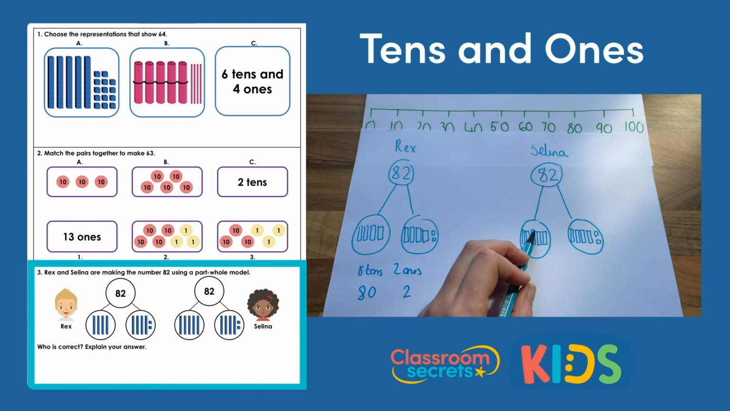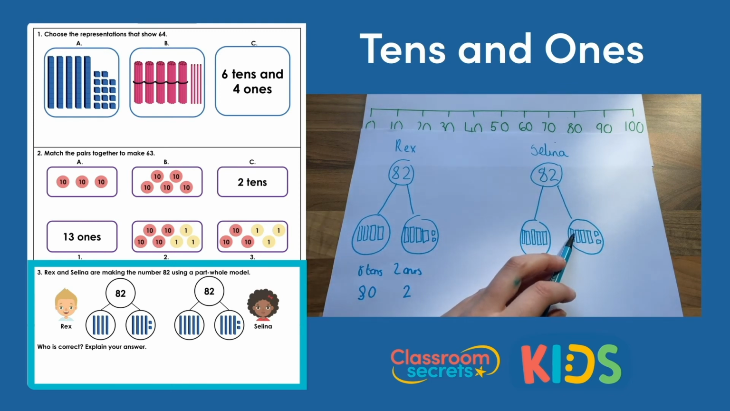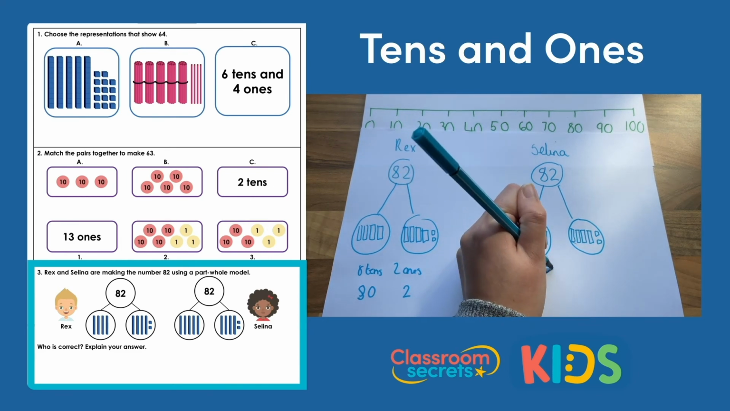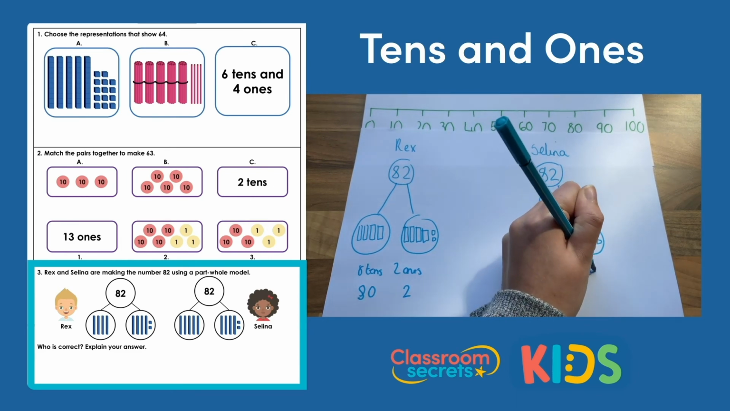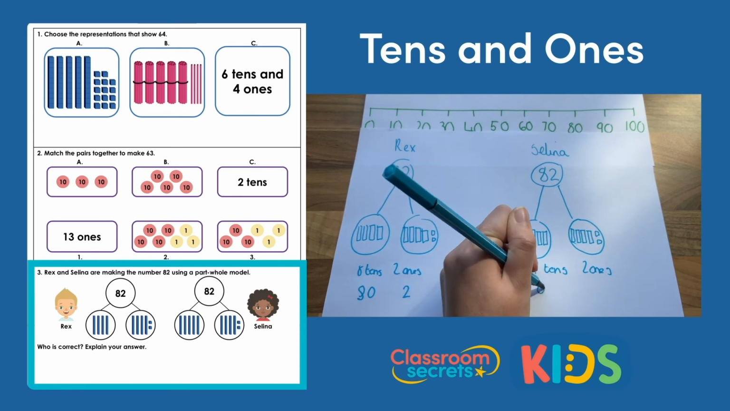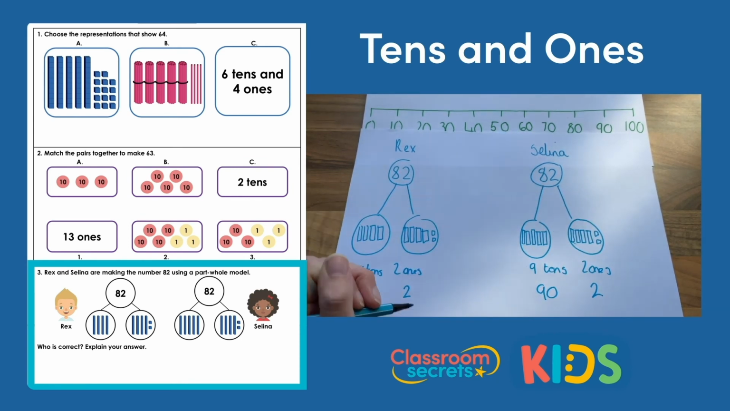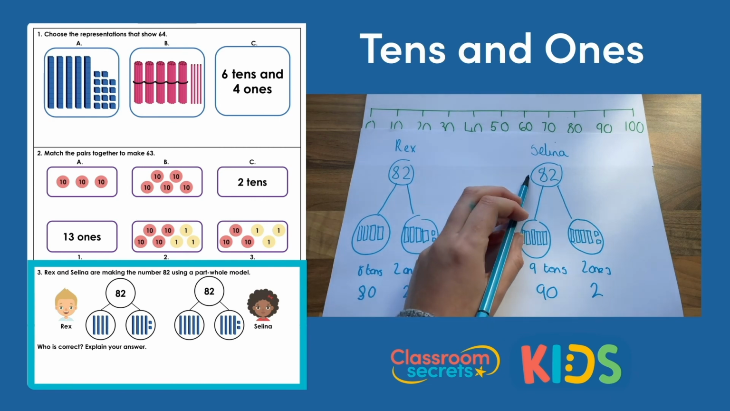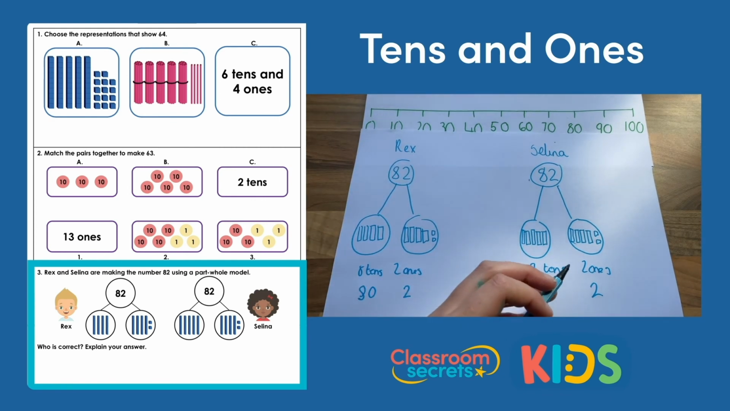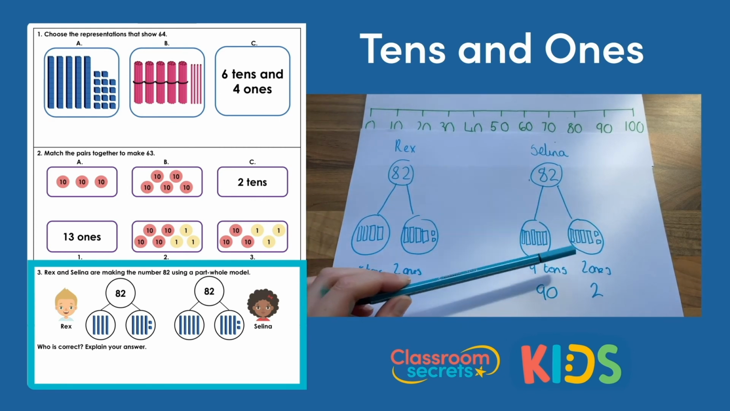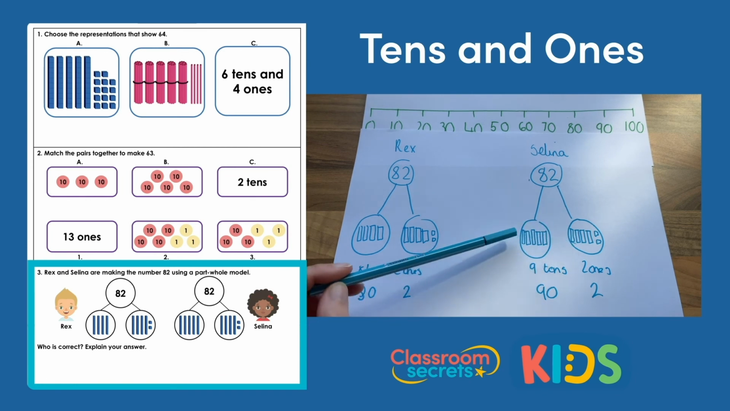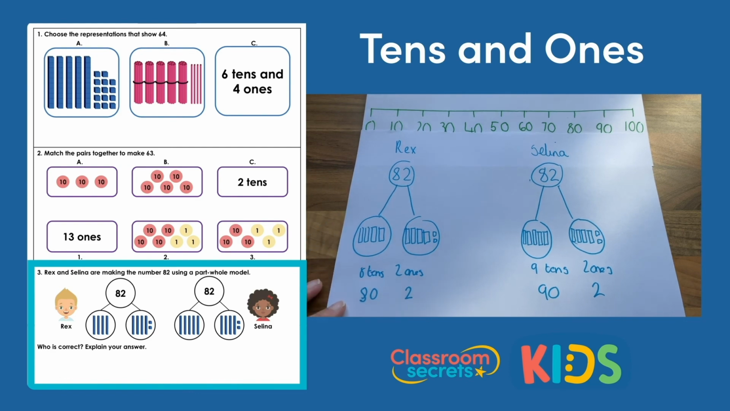Let's have a look at Selena then. She's got 1, 2, 3, 4, 5 tens. 1, 2, 3, 4 tens and 2 ones. Let's count up her tens all together. 1, 2, 3, 4, 5, 6, 7, 8, 9 tens. And she's got 2 ones. 9 tens is the same as 90. And 2 ones is the same as 2. 90 and 2. She hasn't made 82. She's made 92. She's incorrect. So to make her correct, she needs to remove one of her tens, and then she would only have 8 tens, which would be 82.